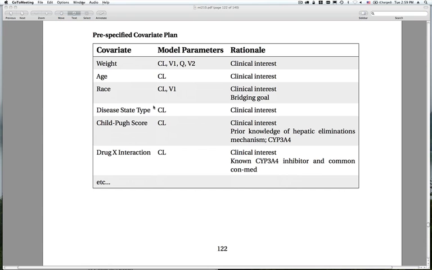We might look at things like disease state, liver function, Child-Pugh score as a predictor of clearance, because we're interested. We know that we might be administering this drug in a hepatically impaired population, and so we'd want to be able to characterize the impact of hepatic impairment. We also maybe know that the liver is involved here. There's hepatic metabolism involved. It's a CYP3A4 substrate. Drug interaction, we might be interested in a known 3A4 inhibitor, which might be a conmed.